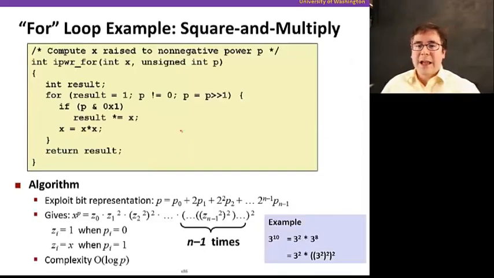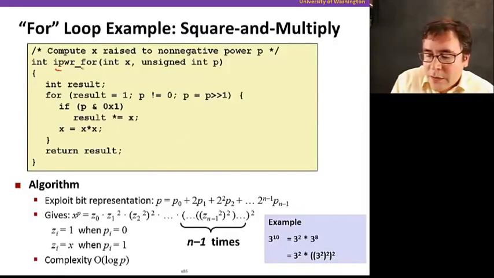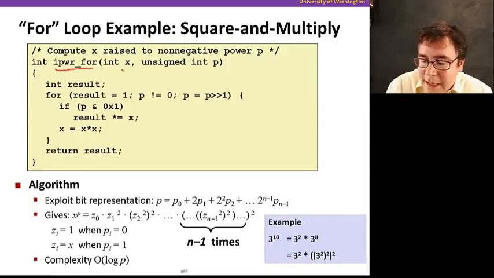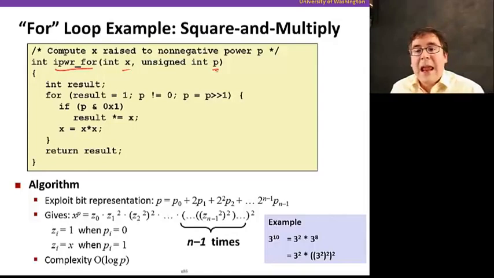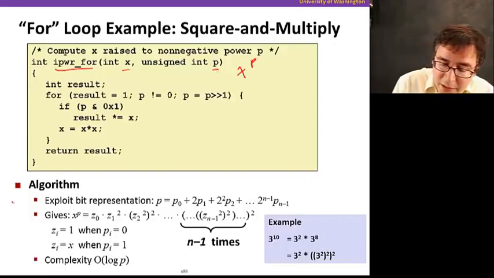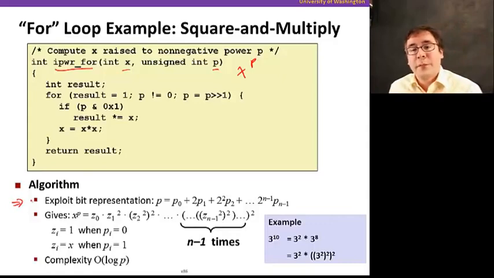A for loop essentially has bounds in the number of iterations of the loop. And in this example here, we're implementing a function that takes x and p as parameters and computes x raised to the p power. Okay? So there's a clever algorithm here that exploits a bit representation of p that encourages you to stop and take a look. It's really great, and it's pretty clever.